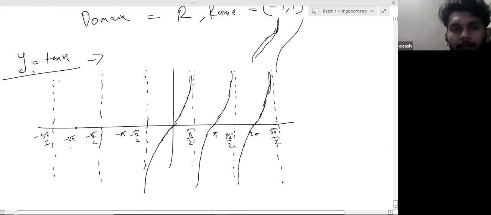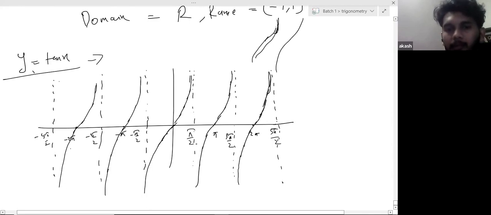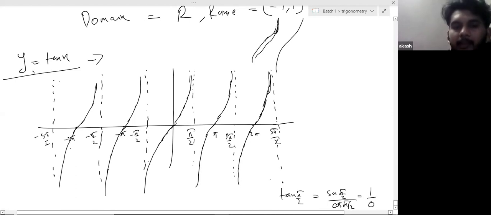Same here. Why so? Because if you try to find tan pi by 2, this is sine pi by 2 upon cos pi by 2. So sine pi by 2 is 1, cos pi by 2 is 0. 1 upon 0 is infinite. So the positive side of infinite. Why negative here? Because it is on the negative side. So minus infinite.